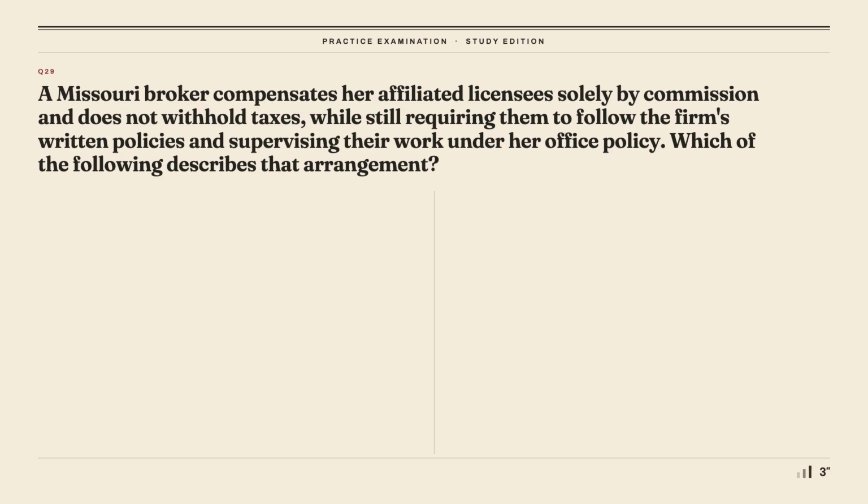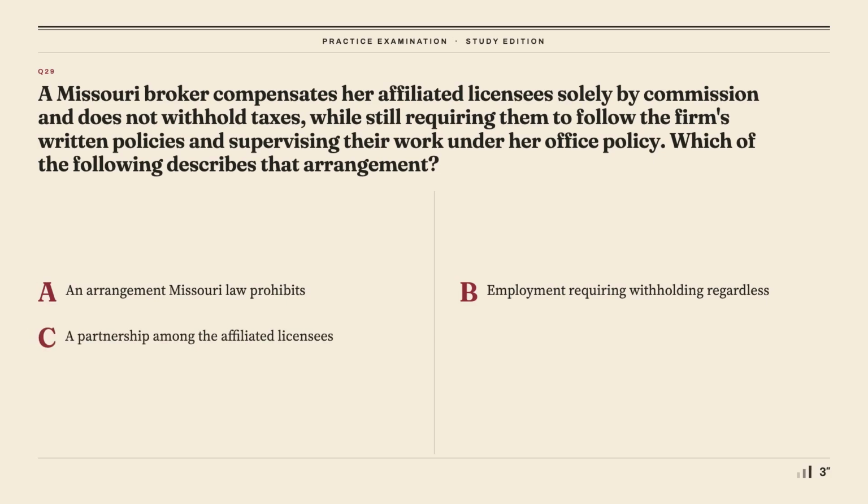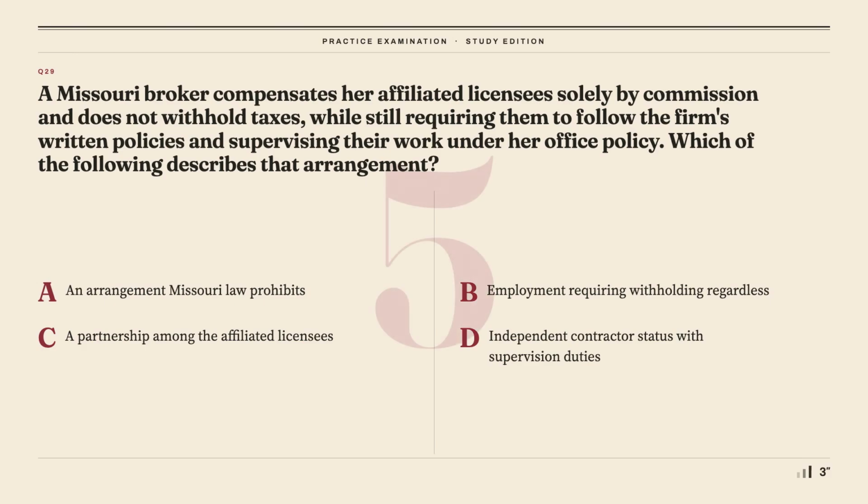Your options are: A. An arrangement Missouri law prohibits. B. Employment requiring withholding regardless. C. A partnership among the affiliated licensees. D. Independent contractor status with supervision duties. Pick one. Trust your gut. Here's your chance to test yourself.